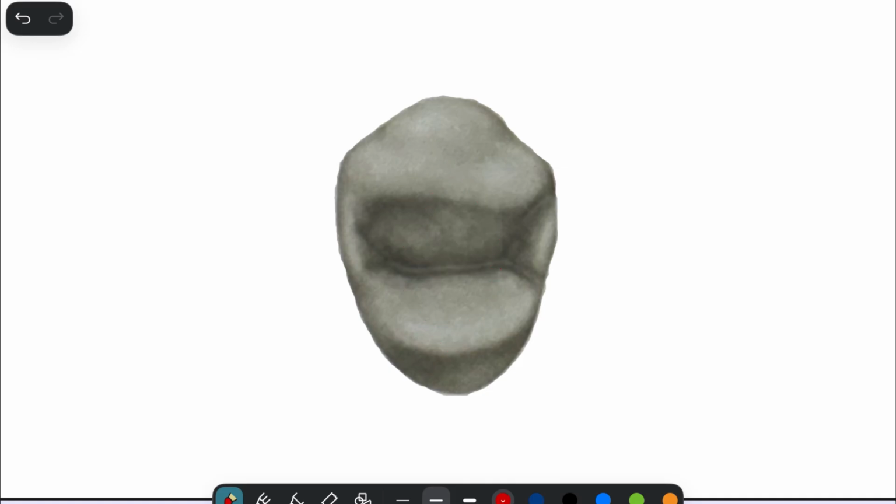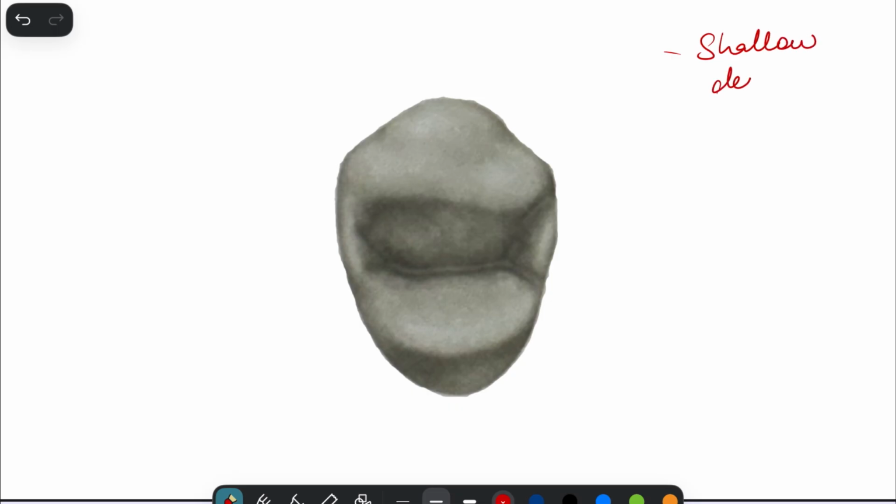So fossa is a shallow depression or concavity in the surface of the tooth. So a fossa is a shallow depression or concavity on the surface of the tooth. There are three types of fossas: lingual fossa, central fossa, and triangular fossa.